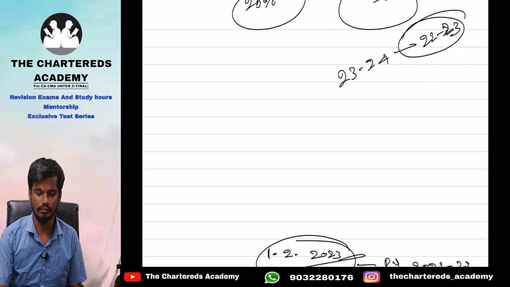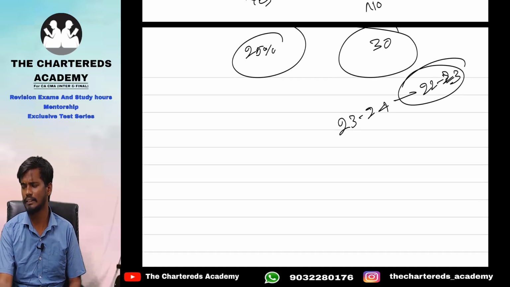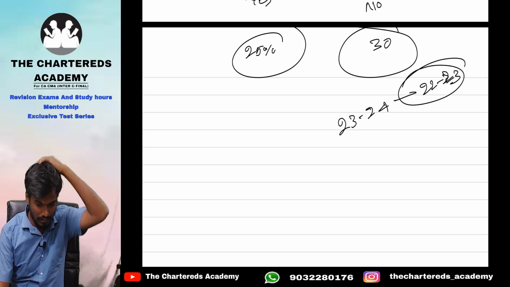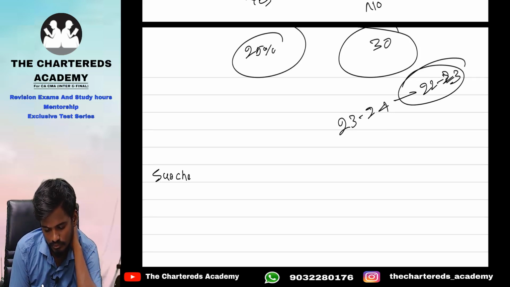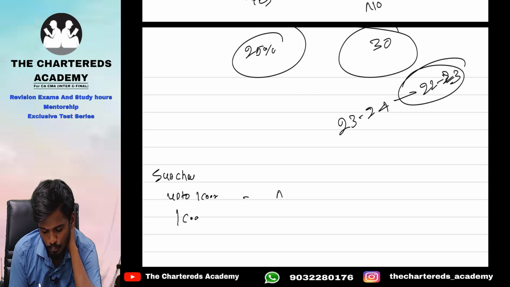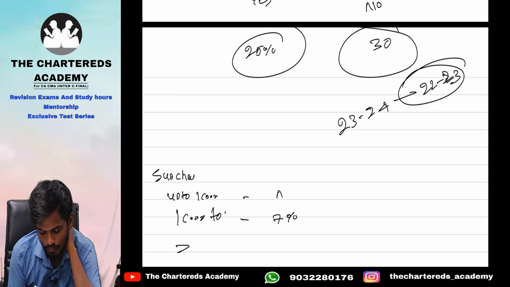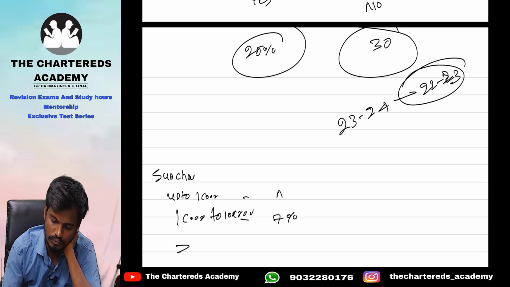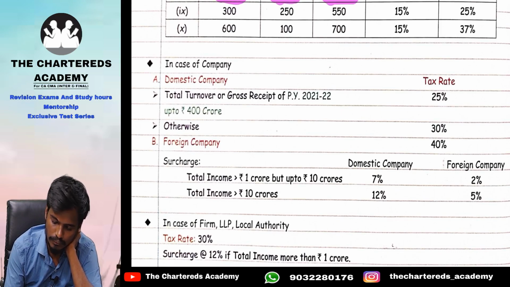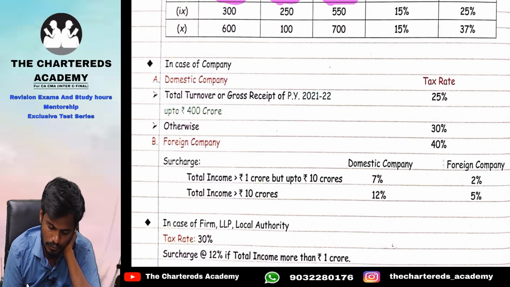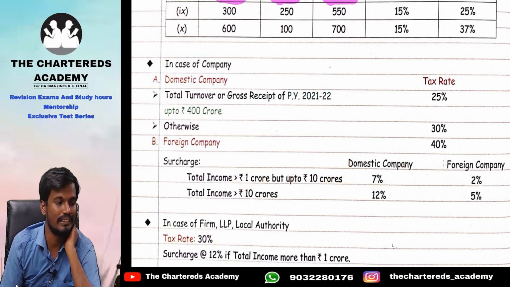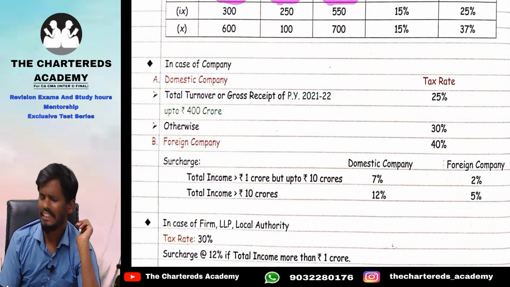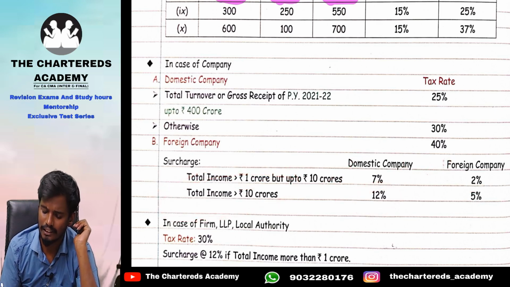Okay, sir. That is all about the tax rate. So what is the surcharge? Sir, up to 1 crore, there is no surcharge. More than 1 crore up to 10 crore, the surcharge is 7%; for the foreign company, it is 2%. More than 10 crores, it is 12%; for the foreign company, 5%.